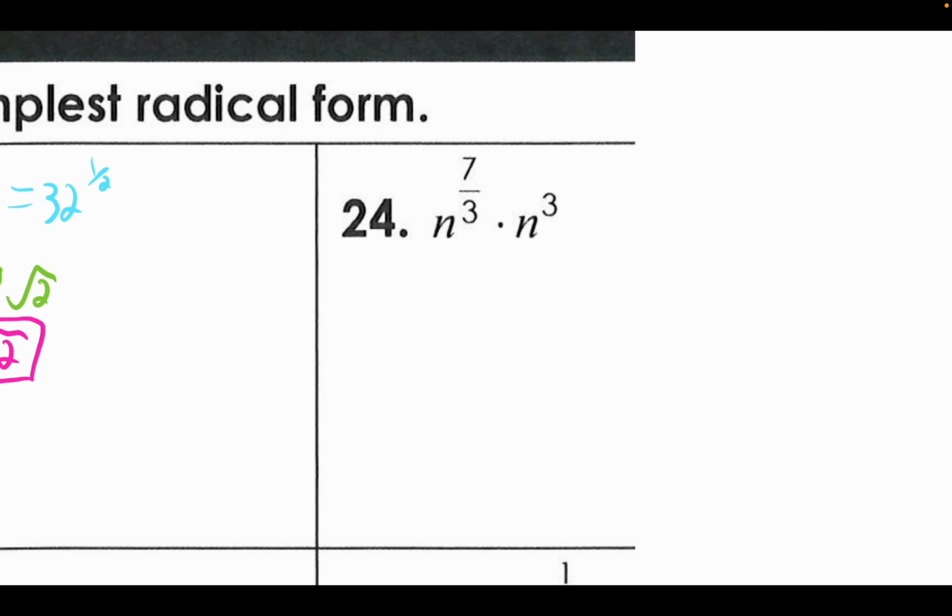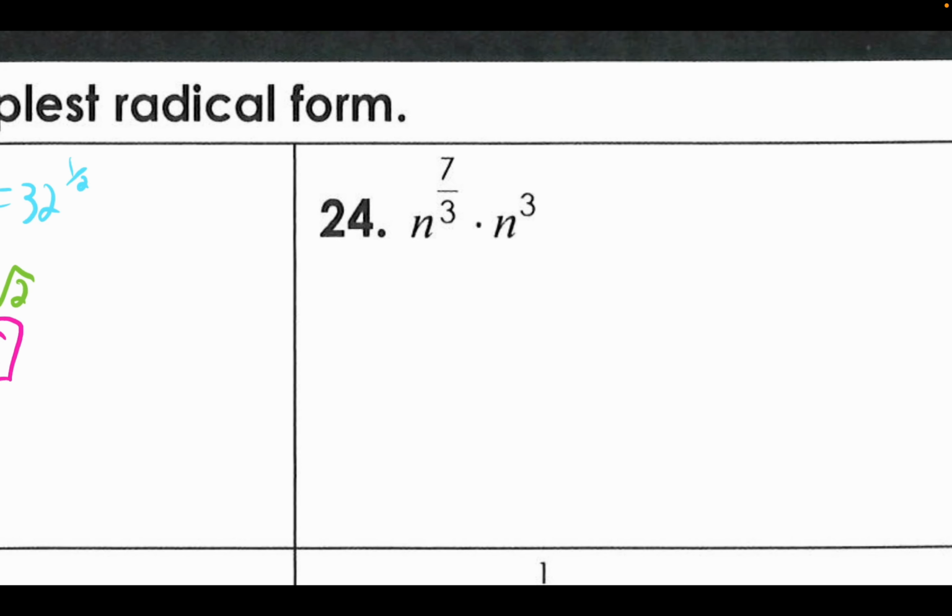Number 24. These n's are multiplying, which means the exponents add. So 7/3 and 3. We can't add them in their current state because they don't have common denominators. This 3 is technically over 1 in the second exponent, and it needs to be over 3, meaning we're going to multiply the top and the bottom of the fraction by 3, giving us 9/3. Now as we add these, we get n to the power of 16/3. Turning that into a mixed number, 3 goes into 16 5 times with 1 left over, so 5 1/3.